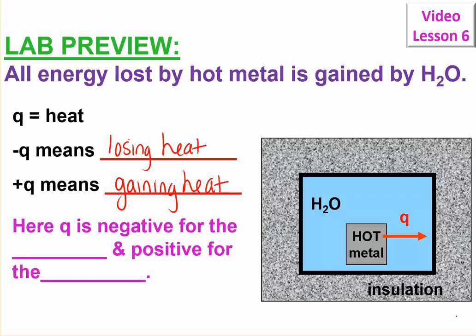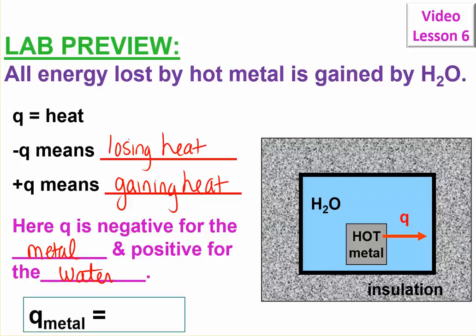So in this case, Q would be negative for the metal and positive for the water that's gaining heat. Again, Q will be a number of joules or kilojoules, and it'll be positive or negative. The relationship is that the Q for the metal is going to be the same number and opposite sign as the Q for the water. Whatever number we have for the water, if we change the sign, we'll have the Q for the metal.